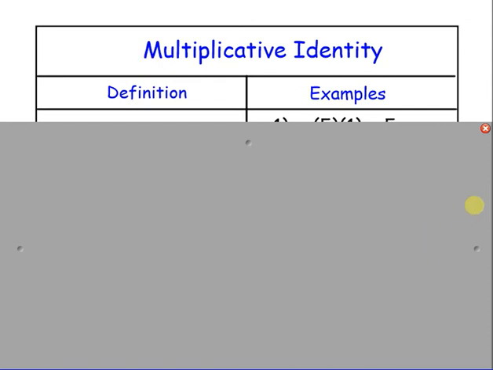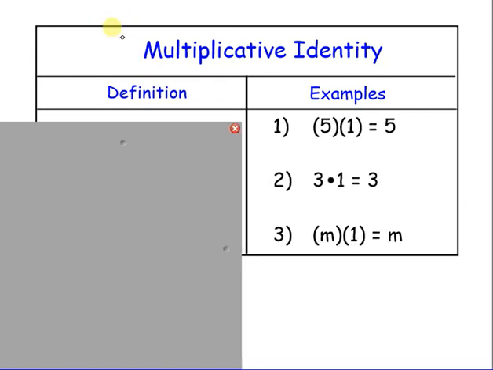Okay, so along the same lines, we're going to have the multiplicative identity. Now again, look at the word. Multiplicative, we're looking at only multiplication. Okay, so think about it this way. If the additive identity gave you a number plus 0 equals itself, then how would you get the same number as the answer in multiplicative identity? Well, let's take a look.